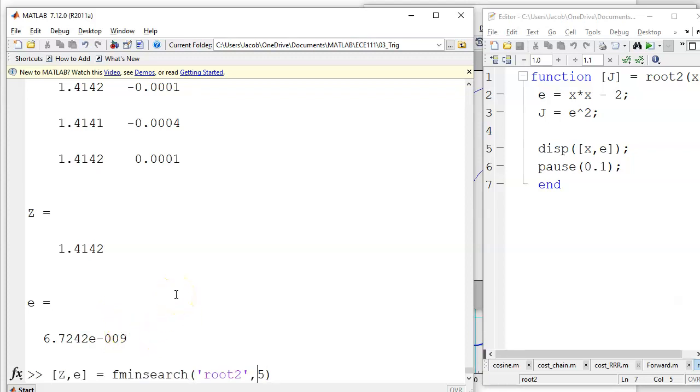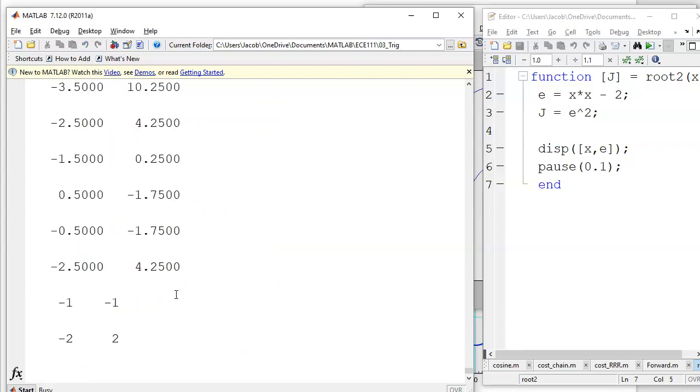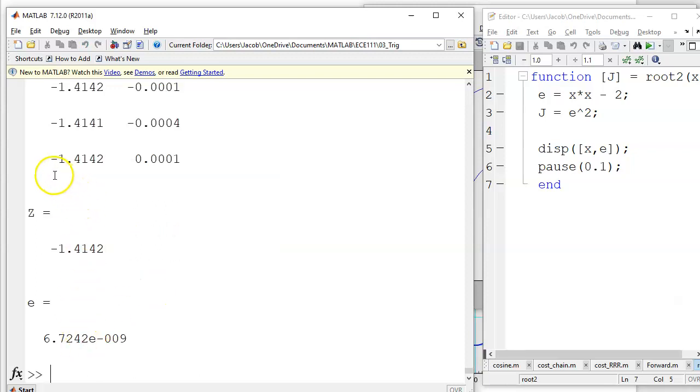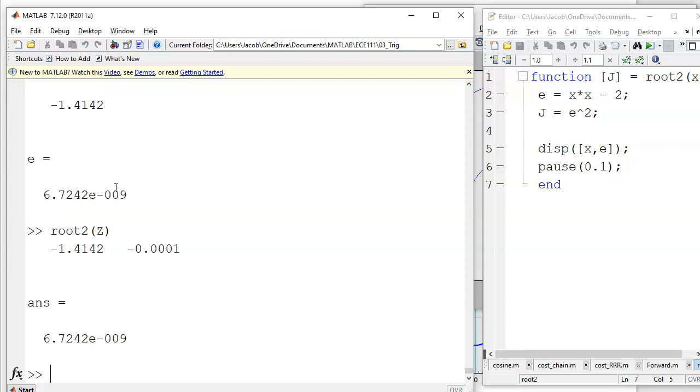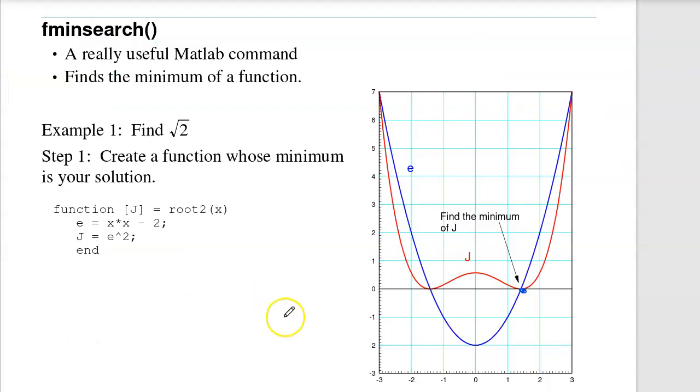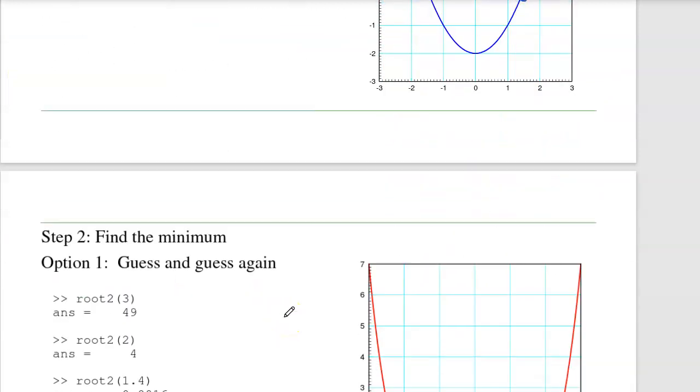If I give it a different guess, say -5, fminsearch tends to find the answer close to your initial guess. Now it finds the answer of minus 1.4142. And you can check that answer. If I pass a z, the error is almost 0. 1.4142 is the square root of 2. So that probably didn't impress you too much.